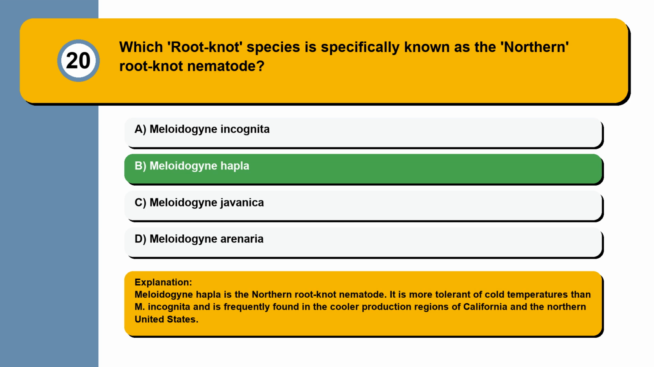Meloidogyne hapla is the northern root knot nematode. It is more tolerant of cold temperatures than M. incognita and is frequently found in the cooler production regions of California and the northern United States.